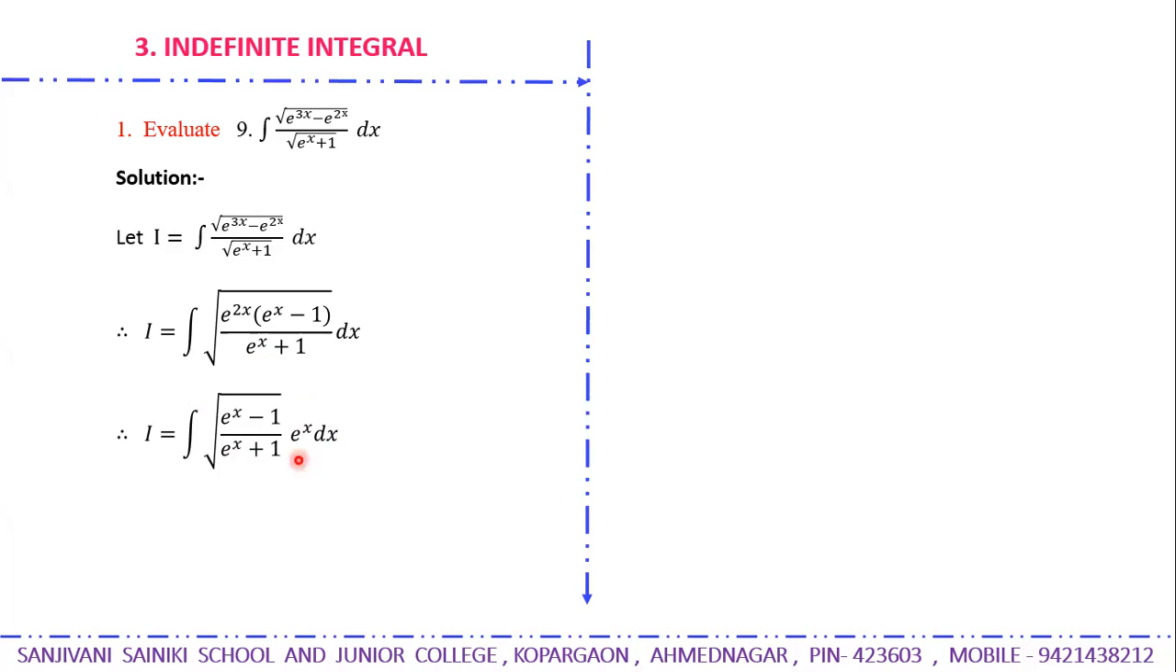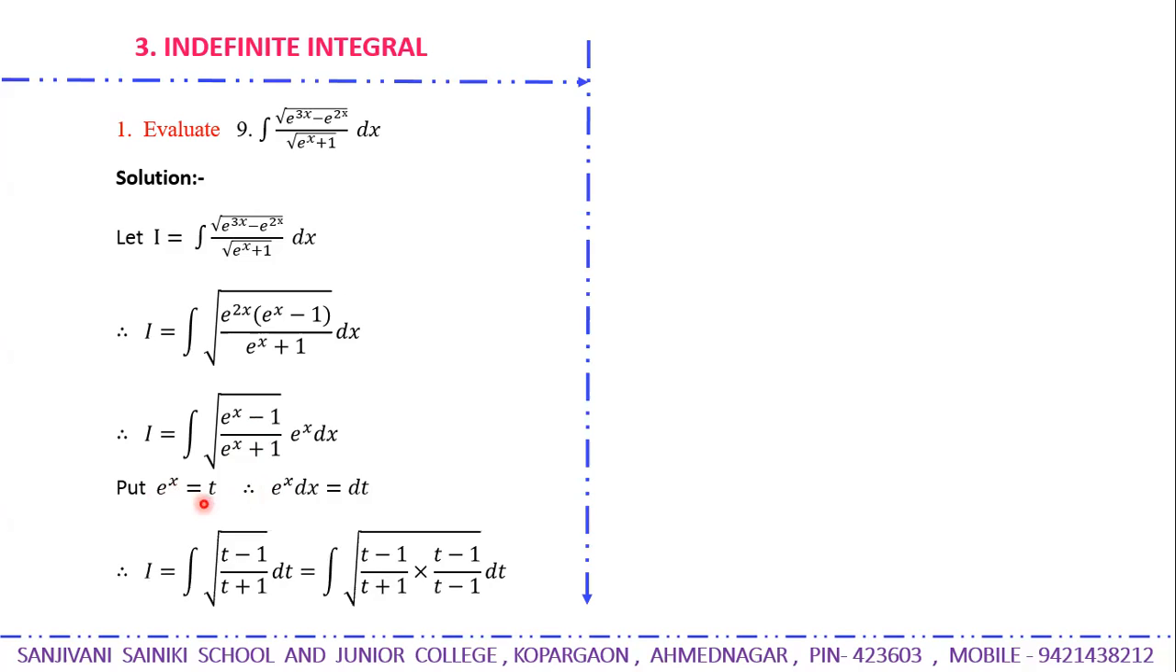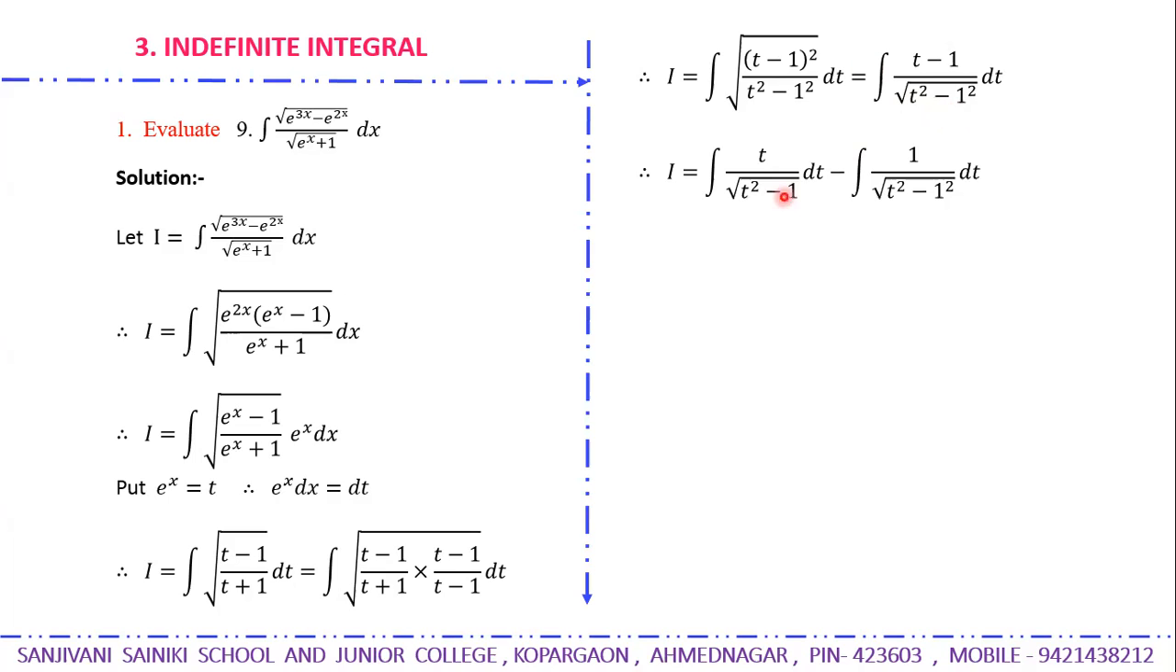Now, in the square root, use the substitution e raised to x is equal to t, so that you get root of t minus 1 upon t plus 1 dt. Then multiply and divide by t minus 1. So you get the integral as t minus 1 upon root t square minus 1 square. Now separately divide. These are the two integrals. You can say I1 and I2, but I am directly solving these examples, because the derivative of this t square minus 1 is 2t.